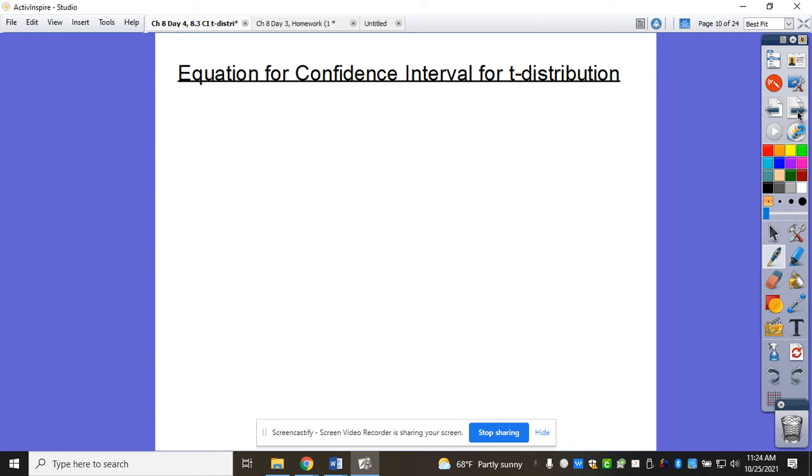When we write our equation for confidence interval, we actually wrote this on the 4-step. It's going to be x bar plus or minus, and then what goes here? And that's the only thing that changes from Friday to today, other than knowing how to find our T, which is what we just did.